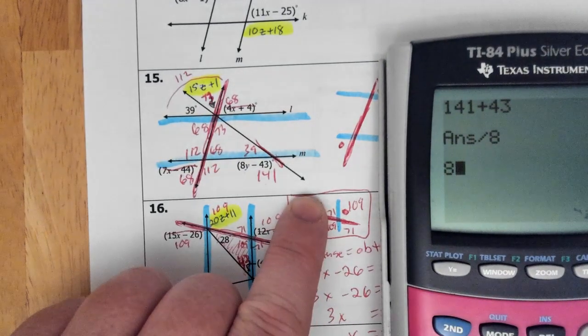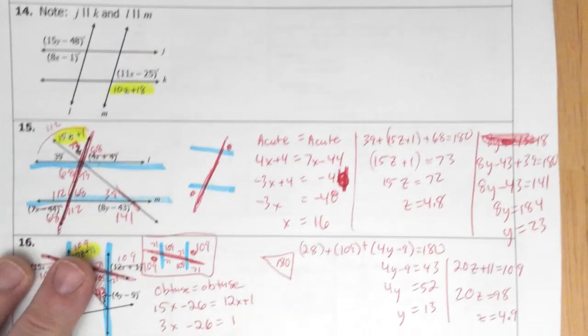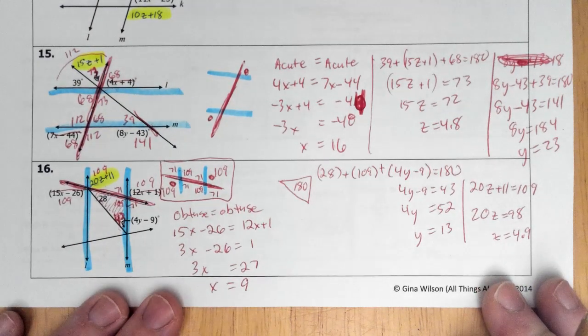We get 8 times 23, subtract 43, and we get 141. Everything checks out. So that was number 15. I'll zoom out a little bit, so if anyone needs to take a picture and copy that down, go for it. All right, so that was a nice review right there.